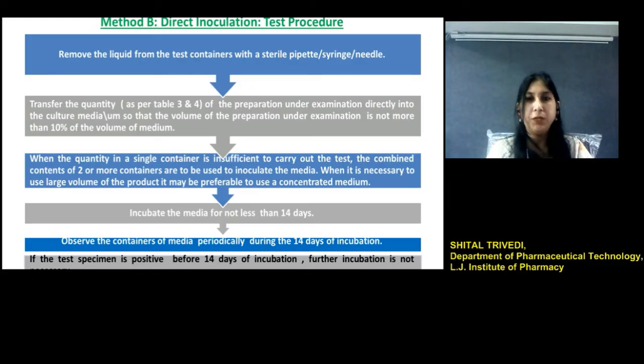After adding the product into the culture medium under this direct inoculation method, the containers of the media are incubated for not less than 14 days, and these containers are observed periodically during this 14-day incubation. If the test specimen or the product under examination is found positive before 14 days, then further incubation is not necessary and interpretation can be done.